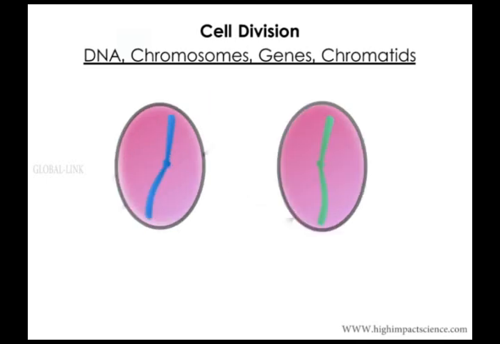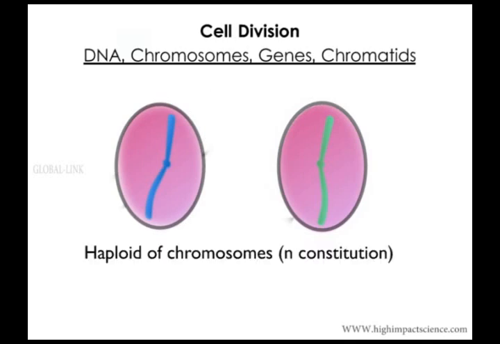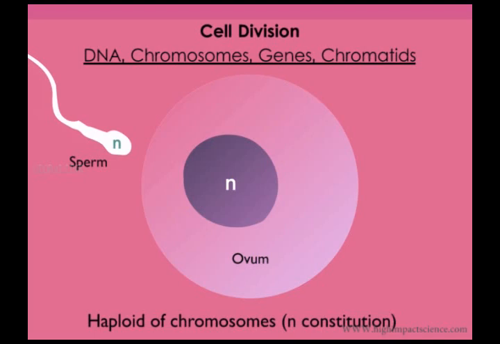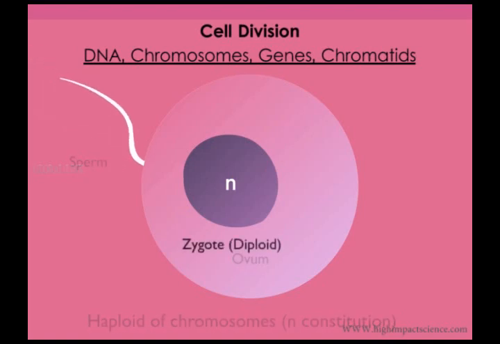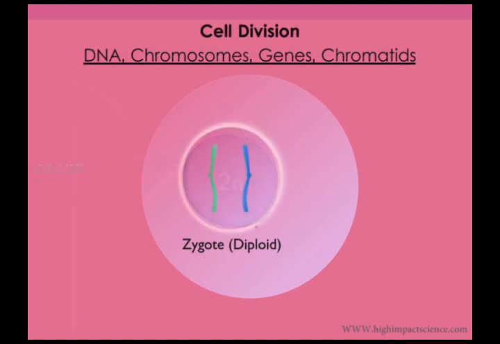If a cell has only one member of the homologous pair, it is said to have a haploid set of chromosomes. This is also called the N constitution. Sex cells like sperms and ova have a haploid set of chromosomes. During fertilization, they fuse to form a diploid zygote. And that is how you get the homologous pairs of chromosomes.